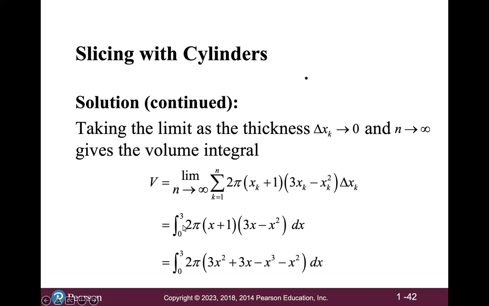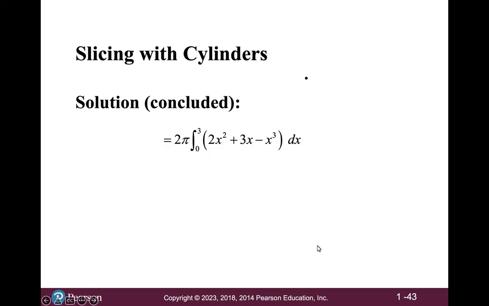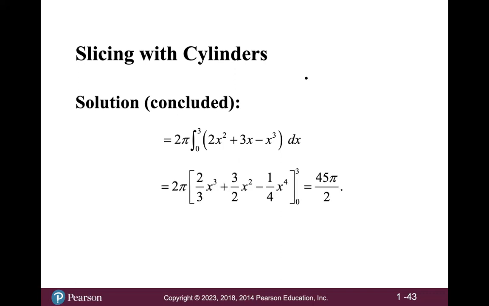All right. And then evaluating that integral by first multiplying out these binomials gives you this expression here. Combining like terms and then using the backwards power rule, you find that the volume of this solid is 45 pi over 2.